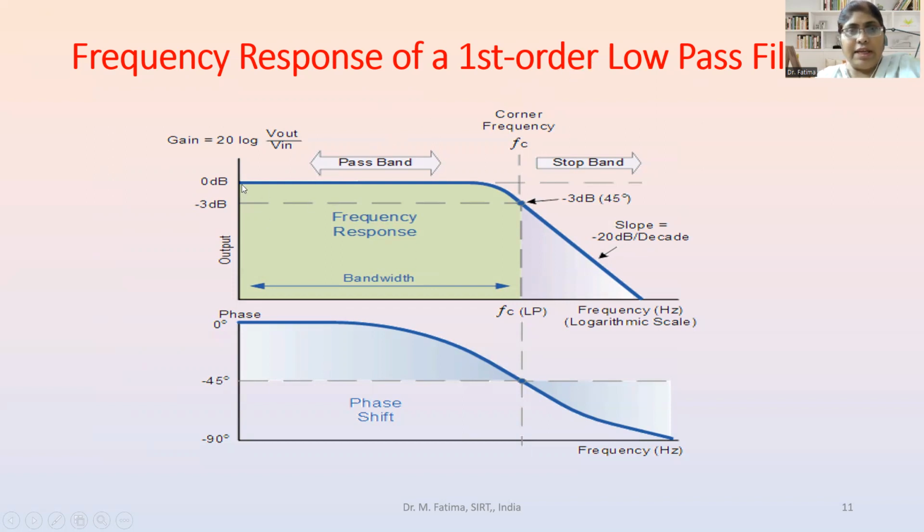So this area is representing the pass band, from this frequency to this frequency, that is from 0 hertz to fc hertz, the cutoff frequency. This is showing the pass band. But after this is the stop band. After the cutoff frequency, all the frequencies are attenuated, and this is showing the stop band.